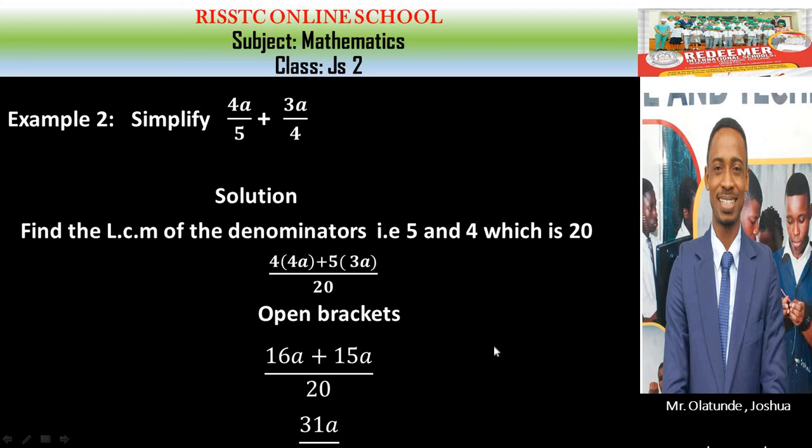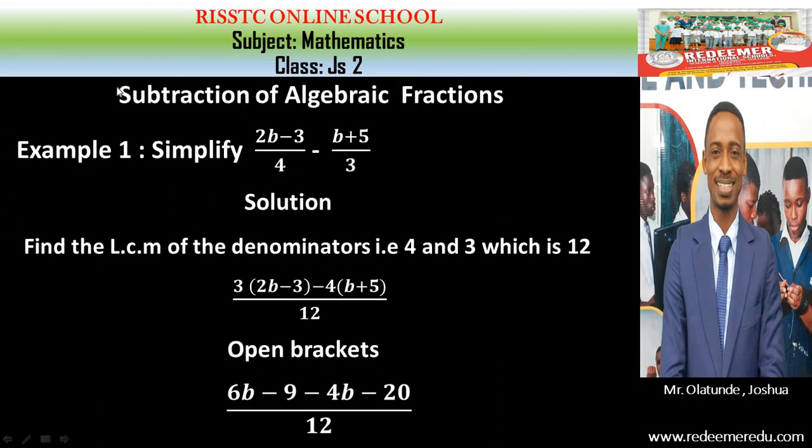Now let's move to subtraction of algebraic fractions. Example 1. Simplify 2b minus 3 over 4 minus b plus 5 over 3. Solution. The first step is find the LCM of the denominators, that is 4 and 3, which is 12. Our LCM here is 12. Write your 12 at the bottom here.